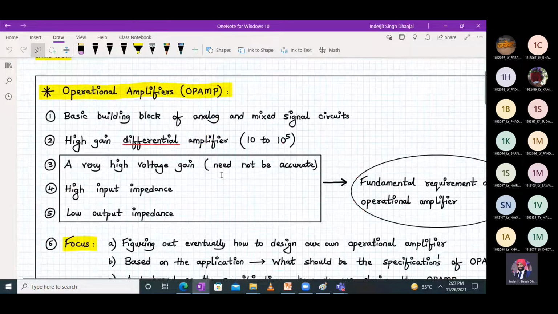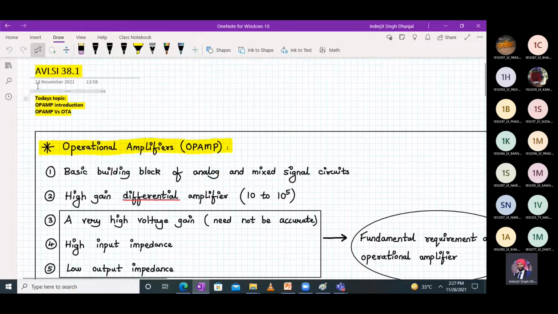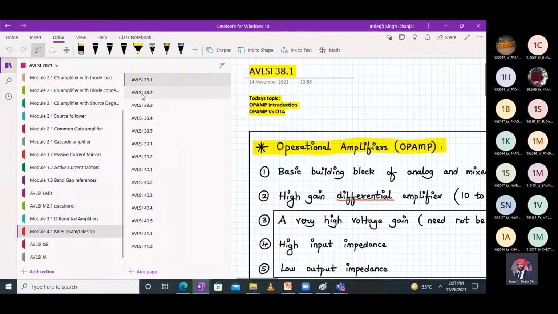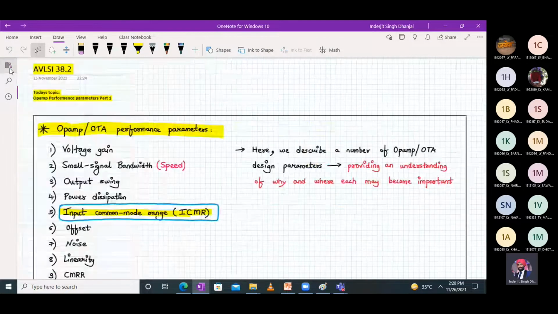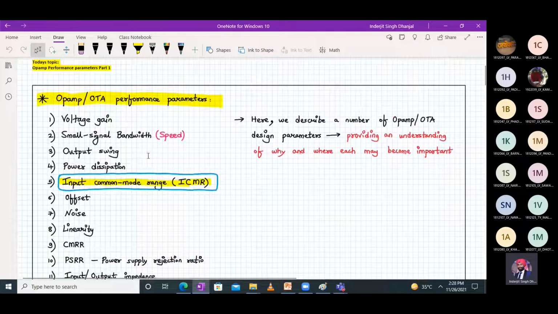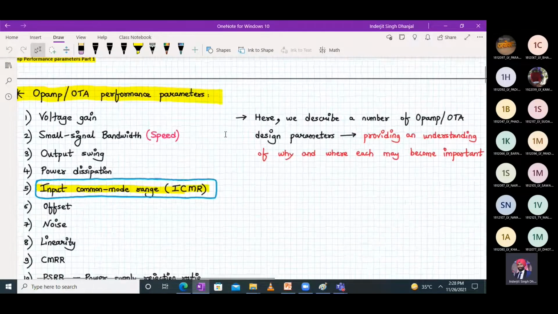Because most of the time we are driving a high impedance load, and that is provided by your operational transconductance amplifier. Fine. So let's move on to the next topic now. The next topic is about Opamp or OTA performance parameters. So what are we going to do here?